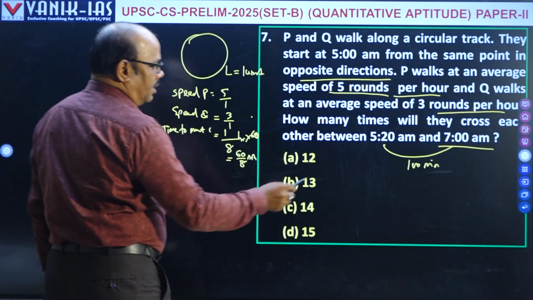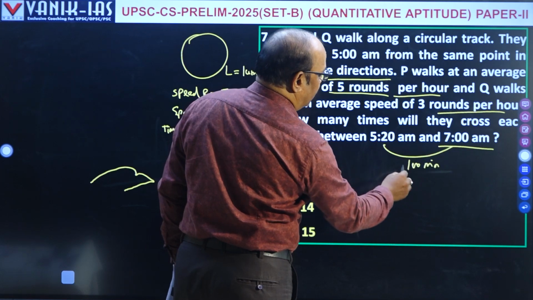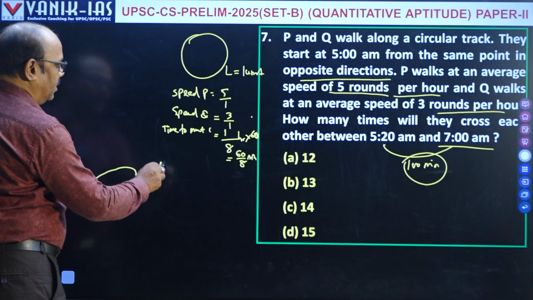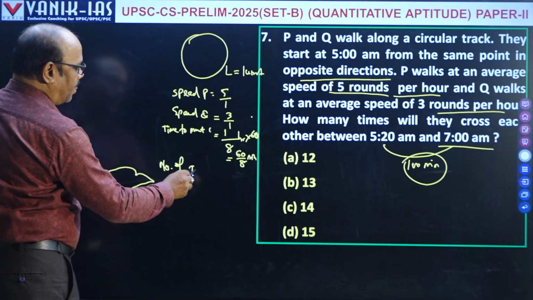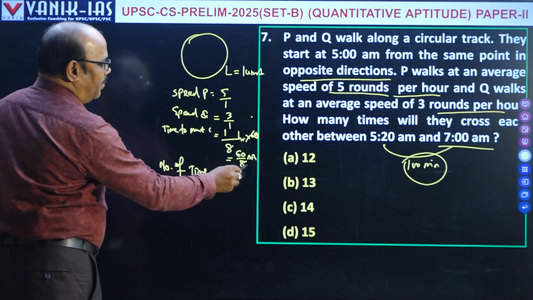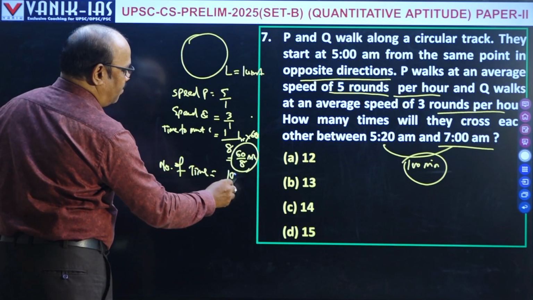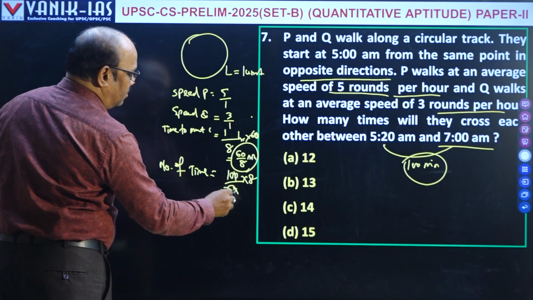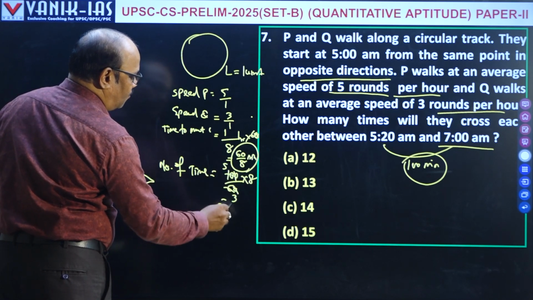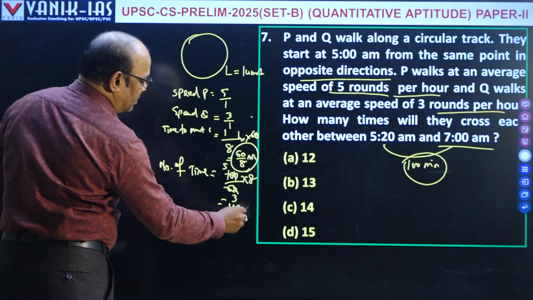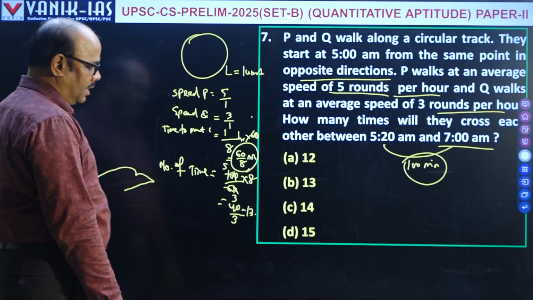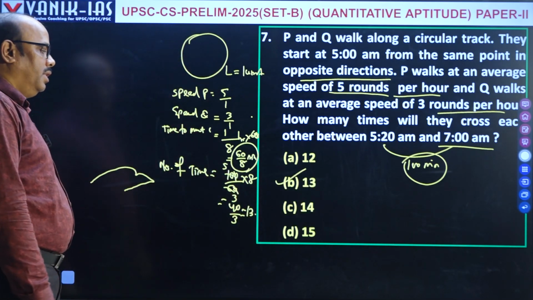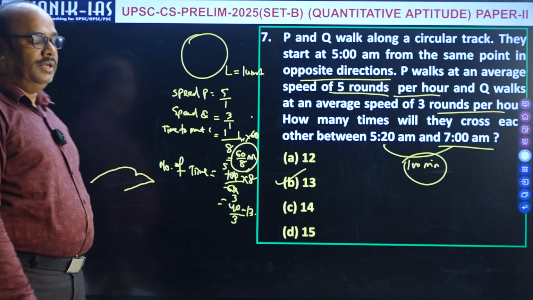So the question is, from 5:20 am to 7 am, in 100 minutes, how many times will they cross each other? The number of times will be, in 100 minutes, how many 60 by 8 minutes are there? 100 by 60 by 8, that becomes 40 by 3, so approximately 13 point something. That means 13 complete meets or crosses will be there. So the option is the second option, that is B.